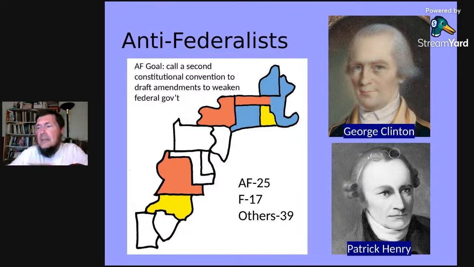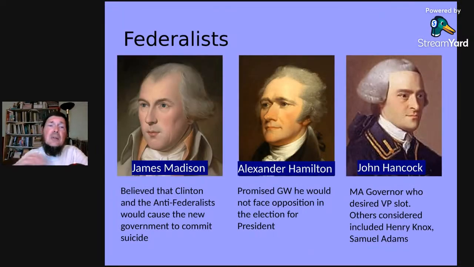So the Anti-Federalists decided, we're going to support George Washington for president and George Clinton, the governor of New York, for vice president. And the Federalists heard about this and were very disturbed. James Madison, in particular, made some statements that the Anti-Federalists were going to cause the new government to commit suicide. And the Federalists need to get their act in order and win this.